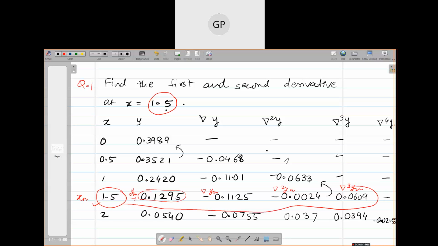This row we are going to use only. I hope you are understanding what I am saying. 1.5 lies in the table. It is at the end of the table. Therefore, I am setting xn equal to 1.5. Have you written all these differences? Can we go to the next page?